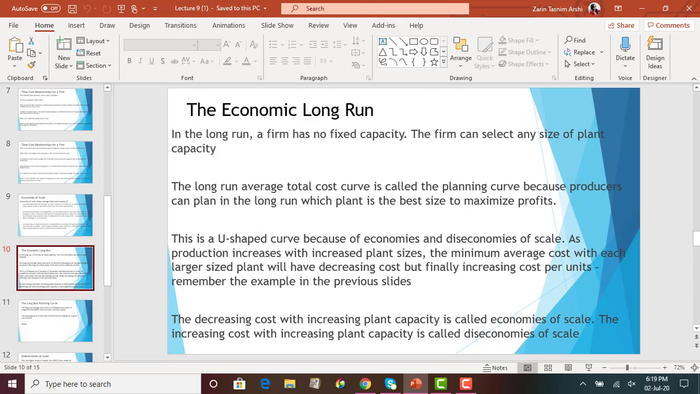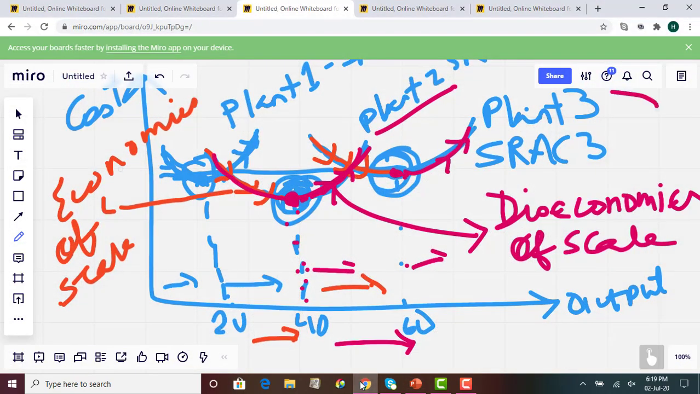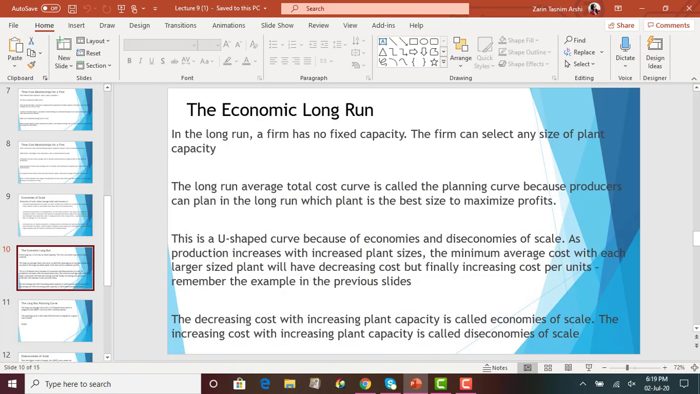Now, in economics, the long run, we look into the long run scenario. So far the graphs that we have done here are short run average cost curves. But now we look at the average cost curve in the long run. What happens to your average cost curve in the long run?